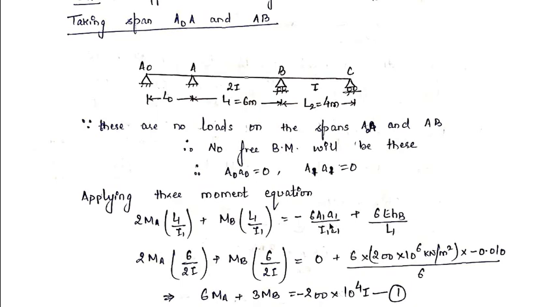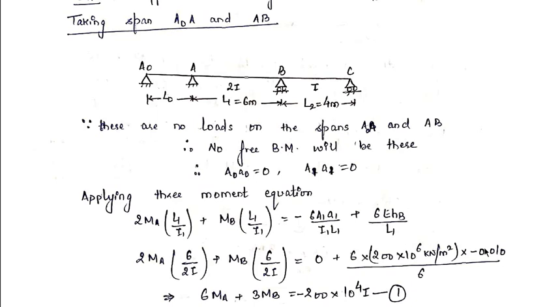The value of capital A1 into small a1 is 0. Now, in this question, we have to put the value of HB. In the previous numericals, no support was settling down, so we took this term as 0. But in this question the support B has settled, so this term will not be 0. Just put the value of HB as minus 0.010. The settlement was 10 mm, and in this equation we are putting all the values in meters, so we first convert 10 mm into meters.